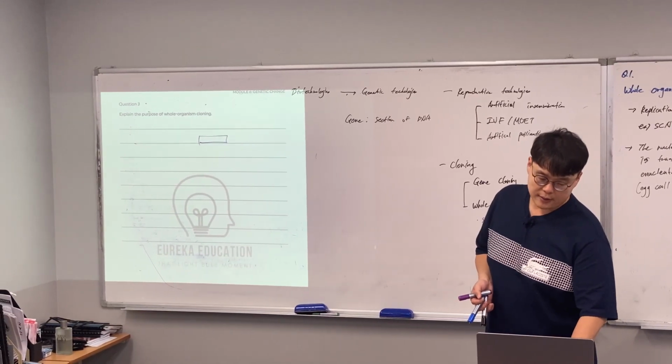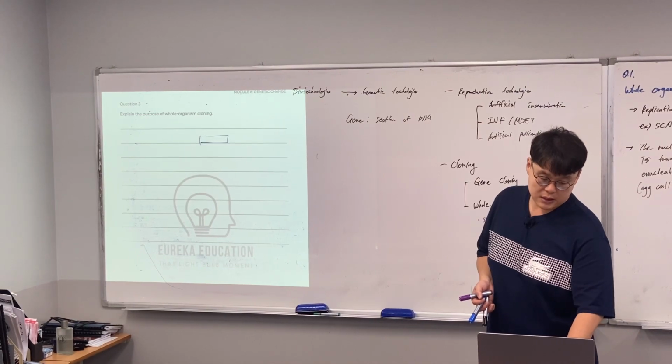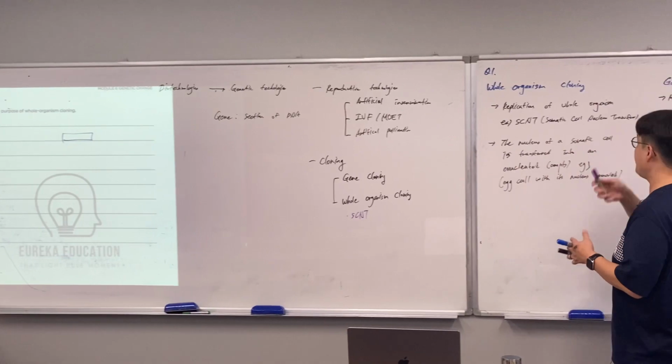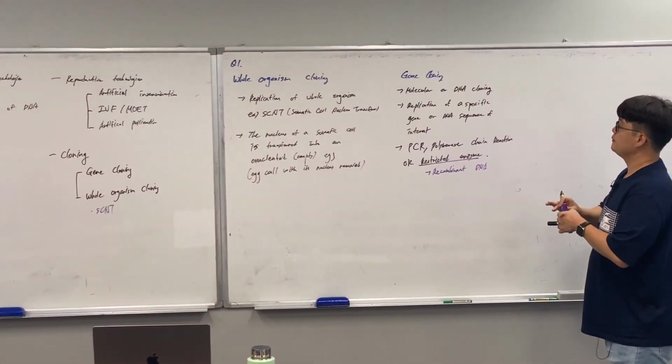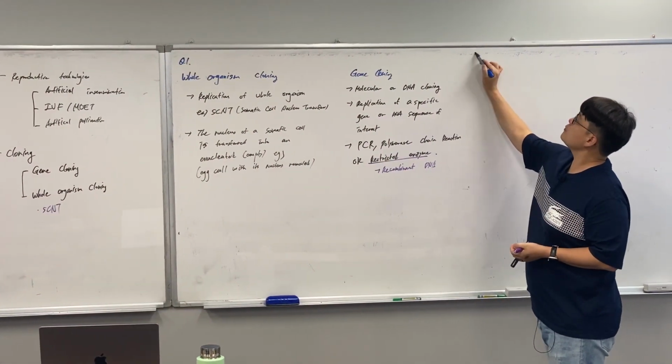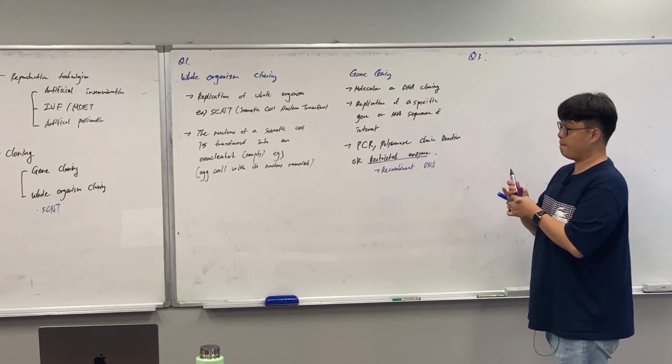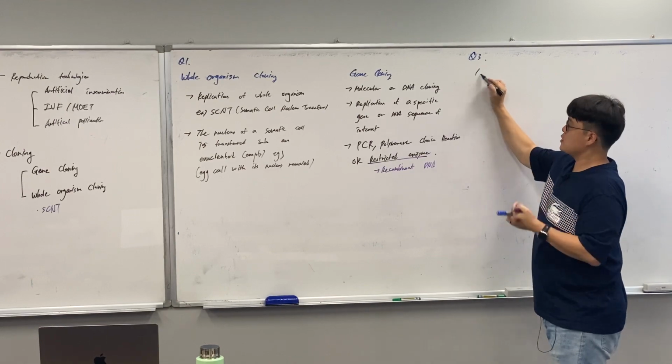Okay, you never know. Three, explain the purpose of whole organism cloning. Why do we do that? Why are we doing this? It's more efficient, because you can get the desired traits. Good. So let's write it down.